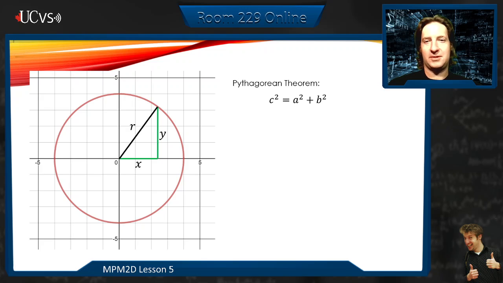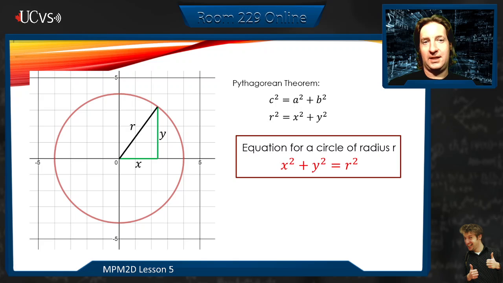Right, c squared equals a squared plus b squared. We know that c is actually the radial arm, the hypotenuse of our triangle, and the legs, a and b, are x and y. So let's replace those. So r squared equals x squared plus y squared. And there you go. Just rearranging it slightly, we end up with an equation for any circle. The equation for a circle is always going to be x squared plus y squared equals r squared.